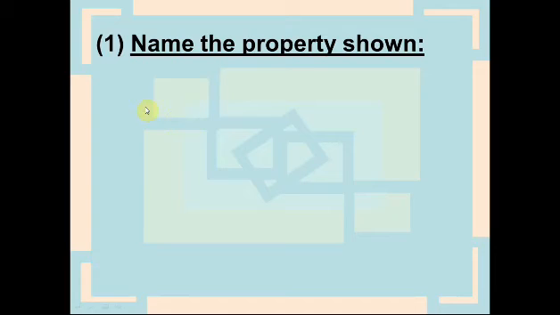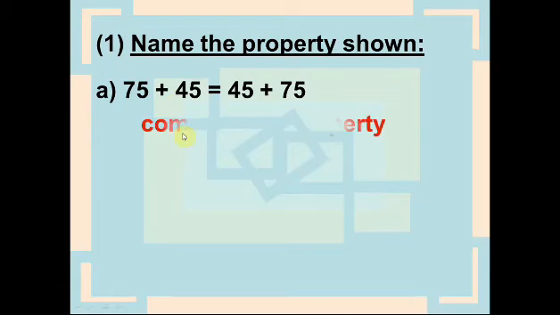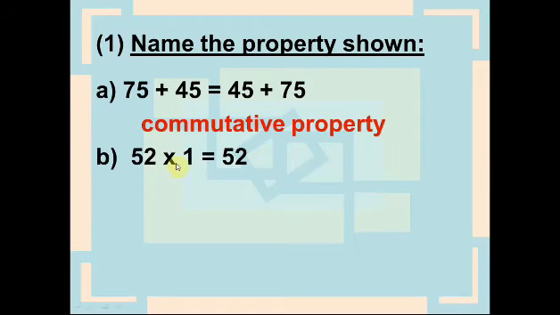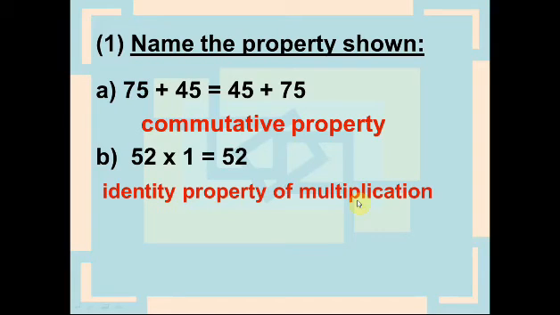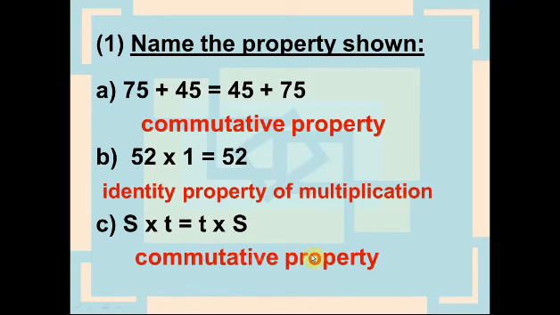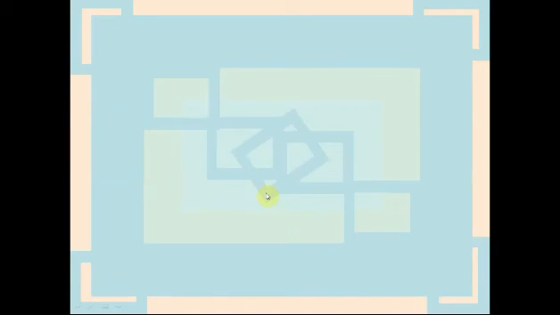The first exercise, name the property shown. 75 plus 45 equals 45 plus 75. It will be commutative property because here we change the order of the addends. 51 multiplied by 1 equals 51. Identity property of multiplication. If you multiply a number by 1, the result will be the same. S multiply T equals T multiply S. Commutative property, we change the order of the factors.